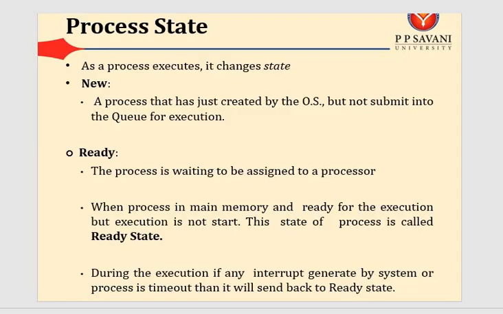Second one is the ready state. The process is waiting to be assigned to a processor. When a process is in main memory and ready for execution, but execution has still not started, in that state a process must be loaded into the main memory and it acquires the ready state. During the execution, if any interrupt is generated by the system or another process, or a timeout occurs, then it will be sent back to the ready state.